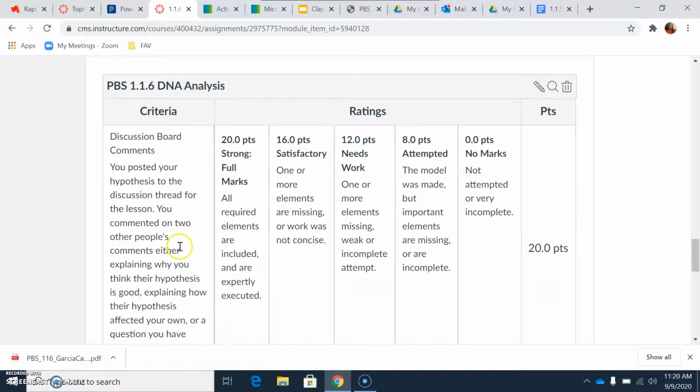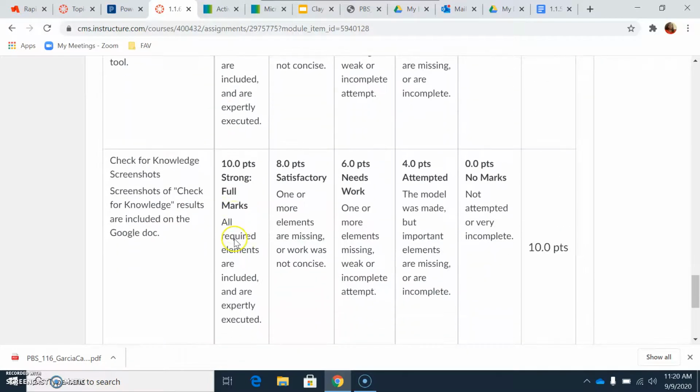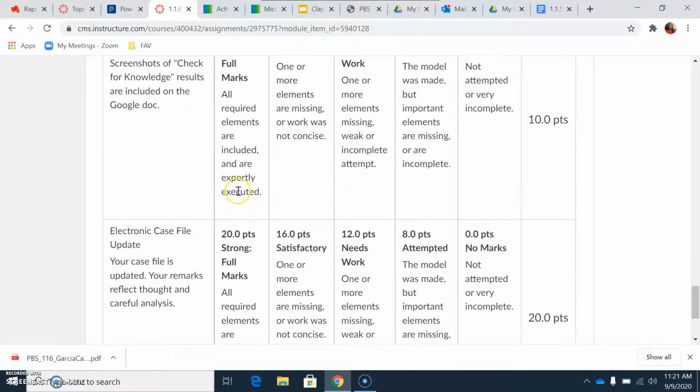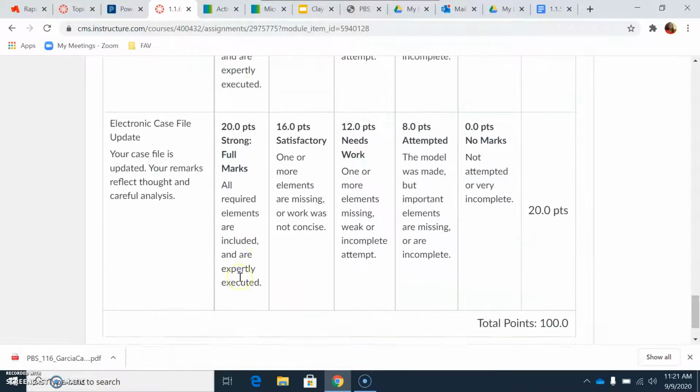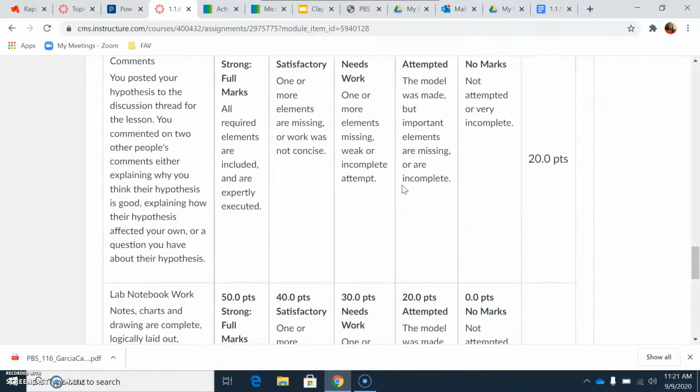For this rubric, you're getting 20 points for your discussion, 50 points for your lab notebook, 10 points for your knowledge screenshots, and 20 points for your electronic case file. So it's a total of 100 points. That's what you're doing.